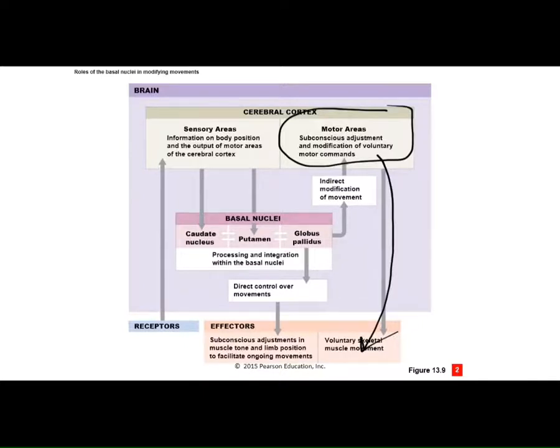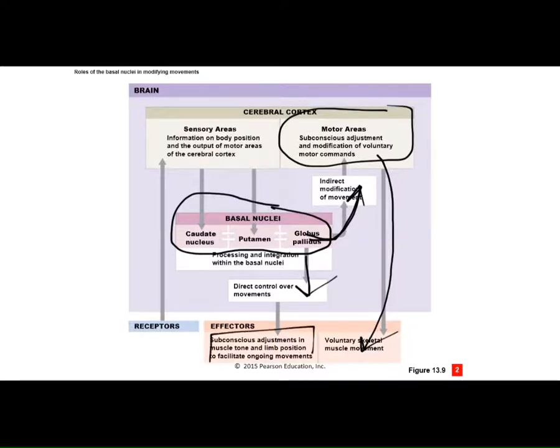But on the sensory side, you can see that the basal nucleus, the caudate, the putamen, the globus pallidus are also speaking, indirectly, to your motor areas. So they are what? Modifying, influencing, right? They're not necessarily in control of, but they're certainly influencing your ability to voluntarily move your skeletal muscles. And you also see that it influences the motor areas, but there's also the ability of the basal nucleus to kind of almost directly control your movements.